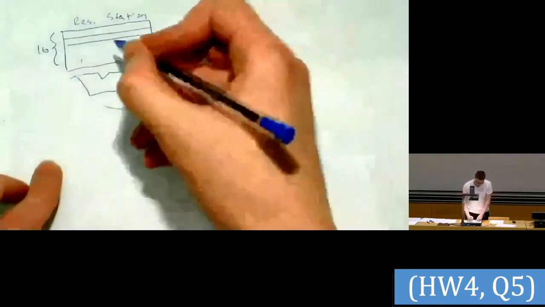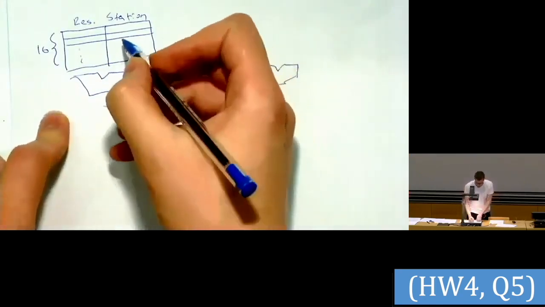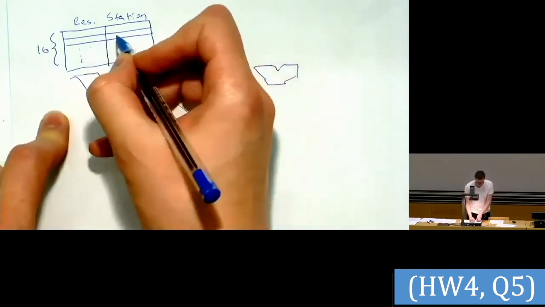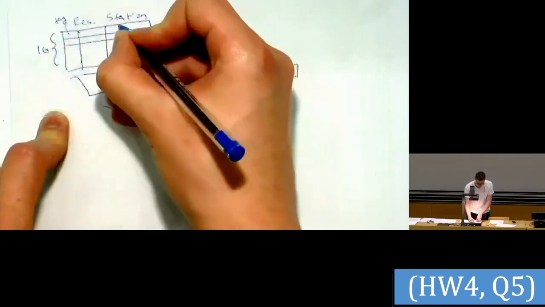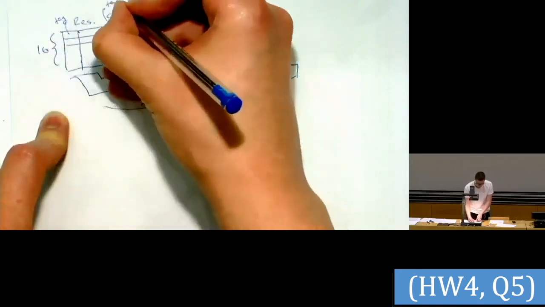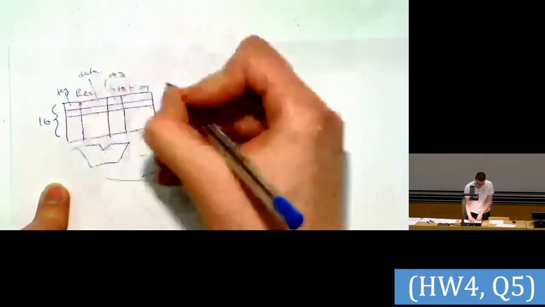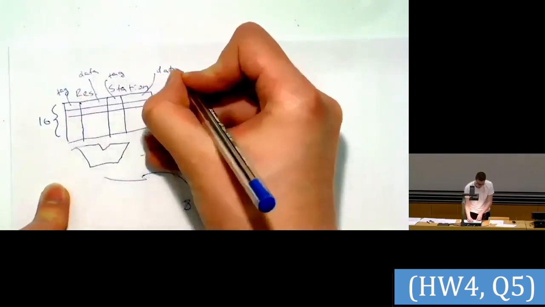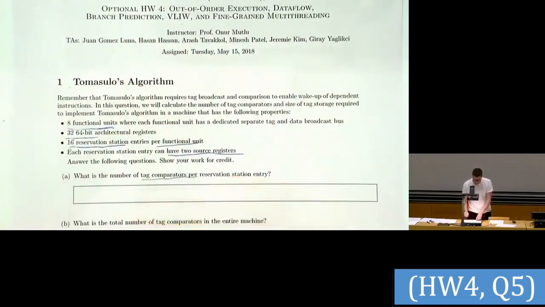This is exactly the same reservation station that we had in the slides during the lecture. Here we have 2 source operands, and it has separate tag fields for each source field, and separate data fields. It looks something like this. And the question is asking how many tag comparators there are per reservation station entry.